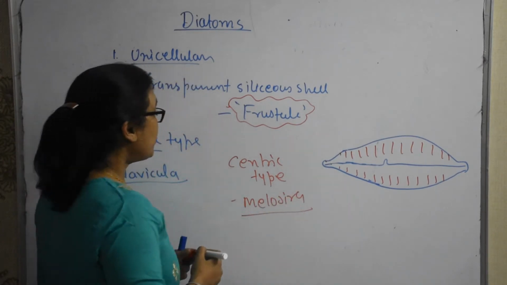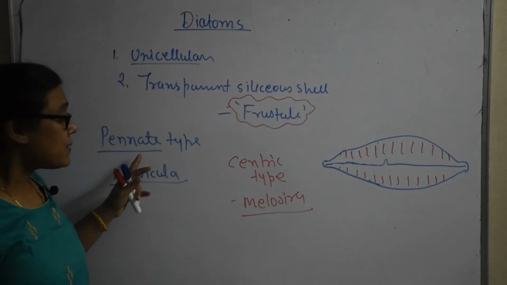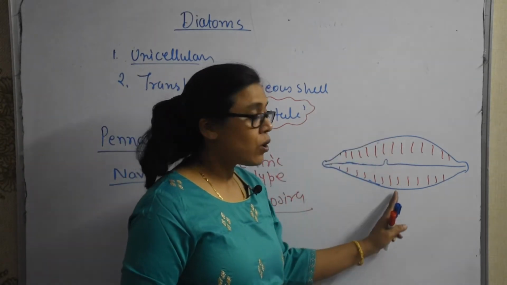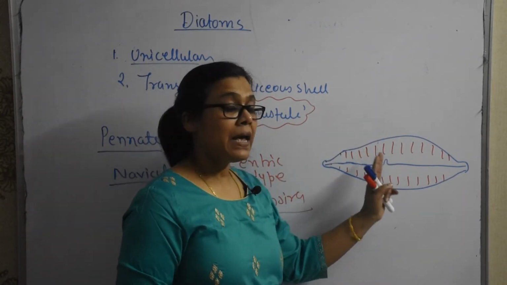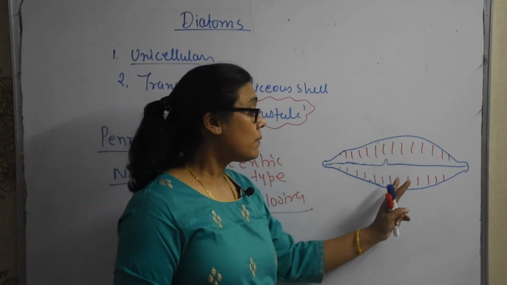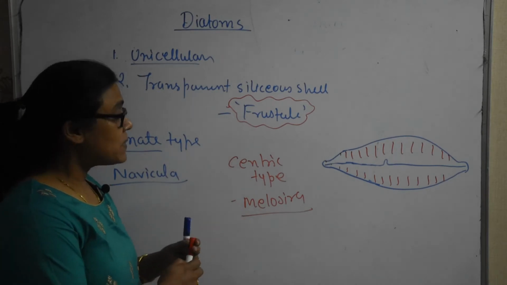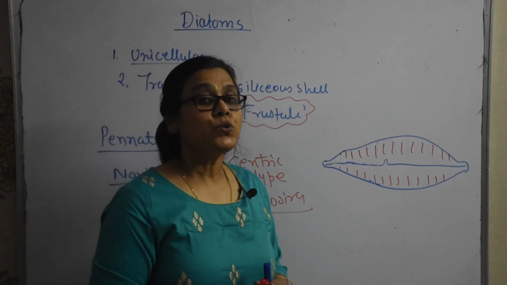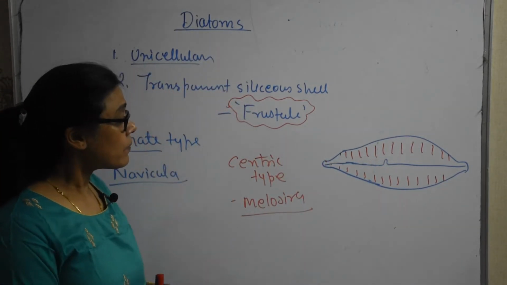Here I assume you know what bilateral symmetry and radial symmetry are. Bilateral symmetry means that when a line passes through the center of the organism, it divides the organism into right and left equal halves. That is bilateral symmetry, which means pinnate type. Centric type means when any plane divides the organism into two equal halves, that is centric type or radial symmetry.